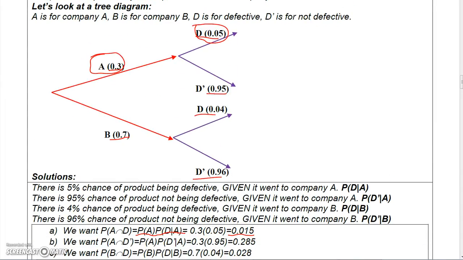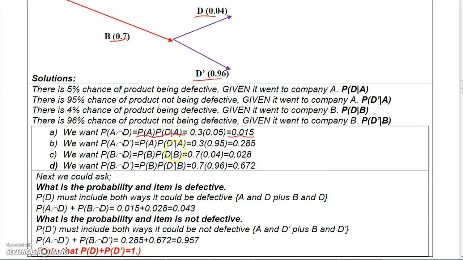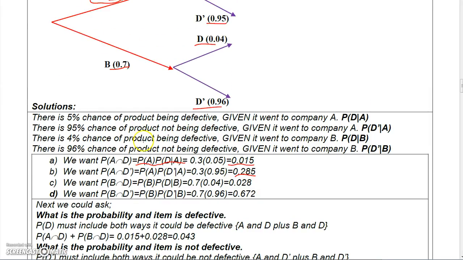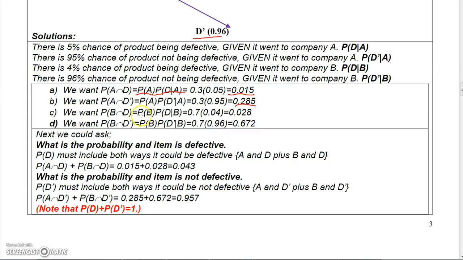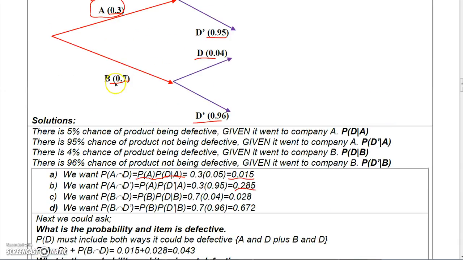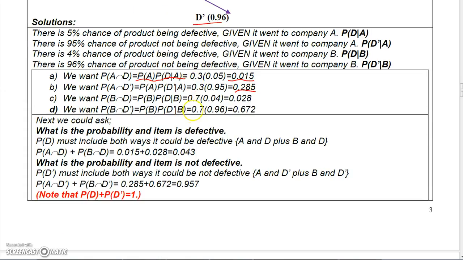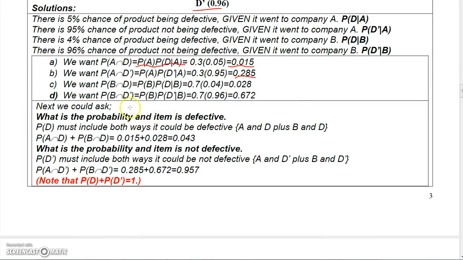Now if we want the probability of A intersect D prime, we just multiply this times this, because that would be the probability of A times the probability of D prime given A. So we multiply those two together to get that. If we want the probability of B intersect D, then we multiply B with the D that comes off of it. So that would be the probability of B times the probability of D given B. And if we want the probability of B and D prime, then it's the probability of B times the probability of D prime given B. So the tree diagram can be helpful.